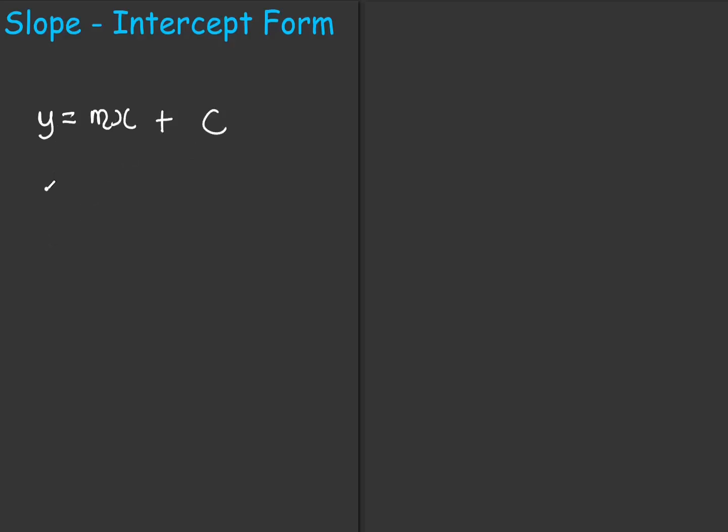Now, this x and y over here represent any point at all on the line. So they are the coordinates of any point that lies on the line of this equation. The c, on the other hand, is what we call the y-intercept. The c is the y-intercept.